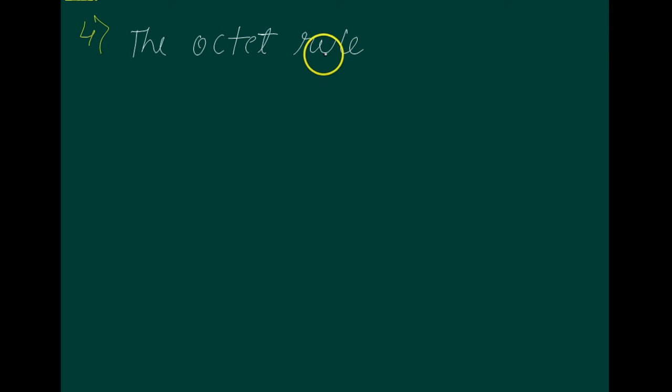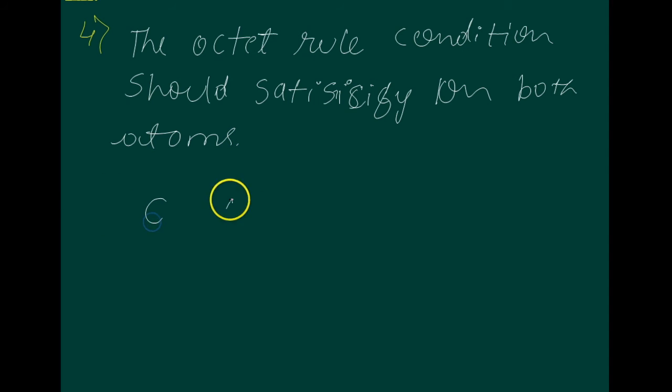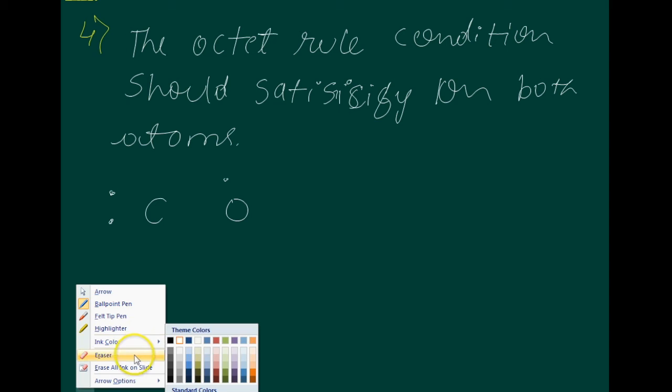The octet rule condition should be satisfied on both atoms. It should be satisfied for carbon, and not only for oxygen, it should be carbon also. So you know, this is the oxygen, this is the carbon, and this is the oxygen.